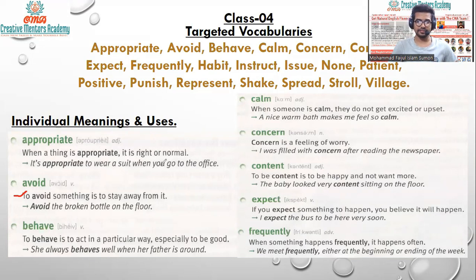And behave. Behave means a kind of behavior, how people behave, right? Behave is the verb of behavior. To behave is to act in a particular way, especially to be good. There are two kinds, good behave or bad behave. She always behaves well when her father is around.